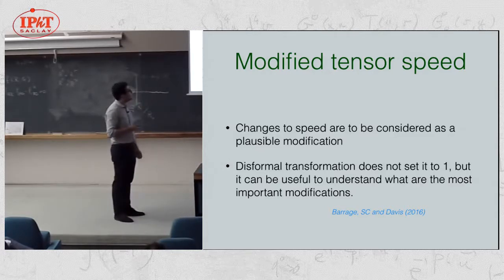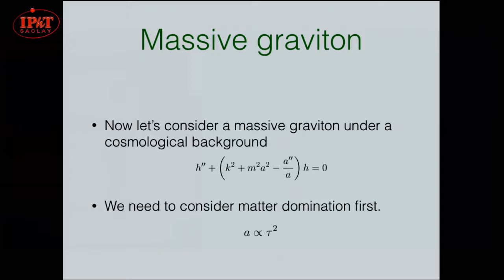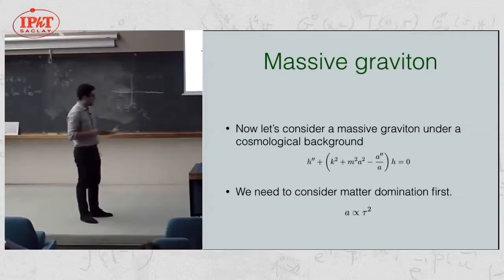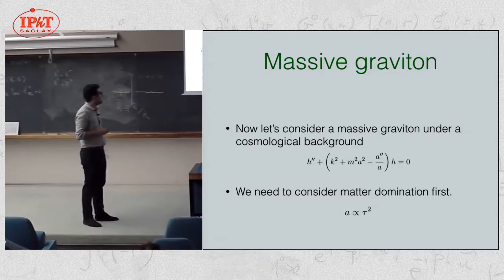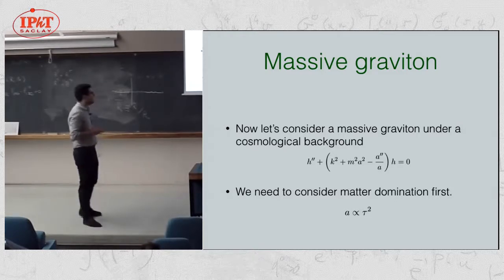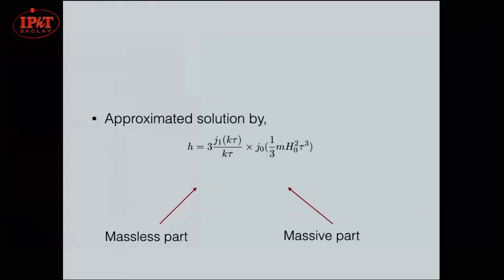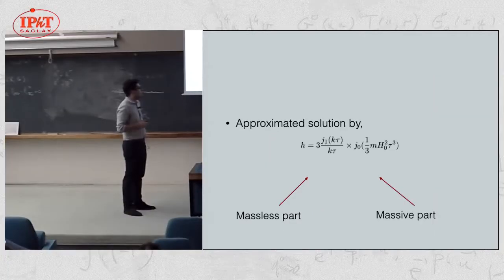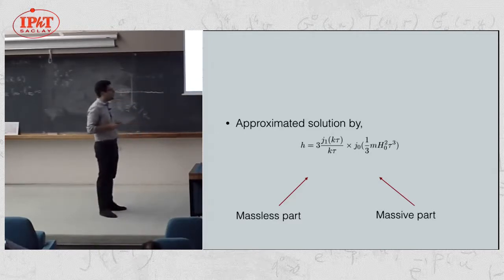Now, when one tries to look at massive gravity, we start with this equation, which breaks Lorentz invariance, but we don't care for now, so we take this model and see what will happen. We consider first what happens at matter domination. One finds that one can approximate the solution at matter domination by the solution for a massless graviton, which is given by this part, times the solution when the graviton is massive, which is given by this part from here.